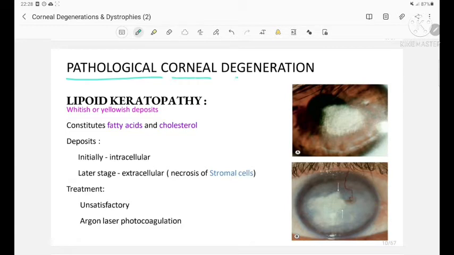Next, the pathological corneal degenerations. First, lipoid keratopathy. Here there are whitish or yellowish deposits which constitute fatty acids and cholesterol. The deposits are initially intracellular, but in later stages they become extracellular, causing necrosis of stromal cells. Treatment for lipoid keratopathy is unsatisfactory, and the treatment is argon laser photocoagulation. And these images show lipoid keratopathy, whitish or yellowish deposits constituting fatty acids and cholesterol.